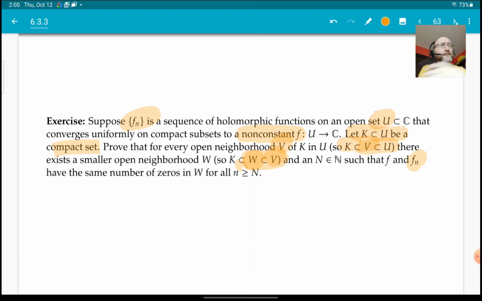All right, so that's good for today. Next time we're going to look at harmonic functions. These are basically the real and imaginary parts of holomorphic functions. So that's what we're going to do next time. All right, so see you then.